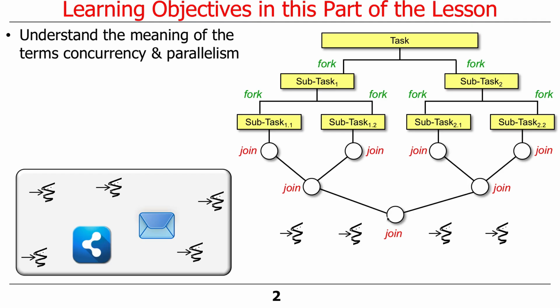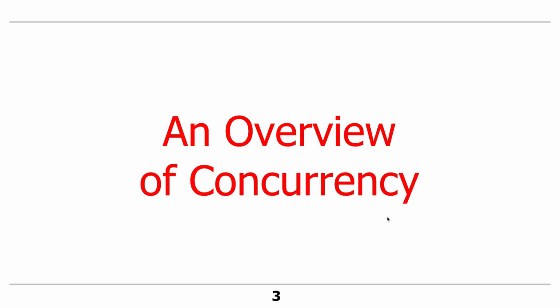So what we're going to talk about in the first part of this lesson is what we mean by terms like concurrency and parallelism. I've been using them a little loosey-goosey so far, but I'll tighten up the definitions of them, and you'll see how they compare and contrast. And we'll start with an overview of concurrency.